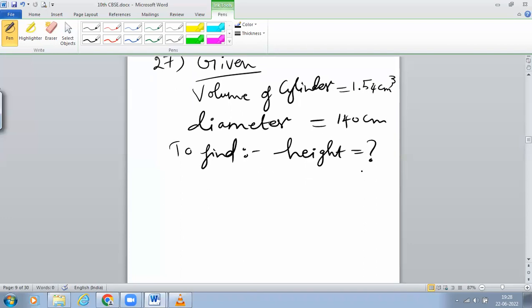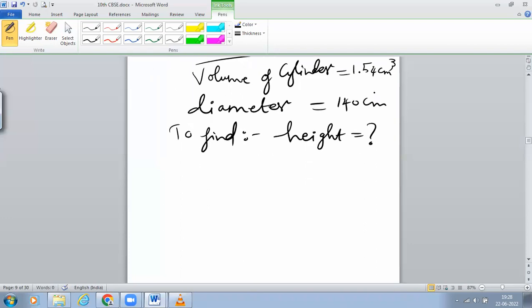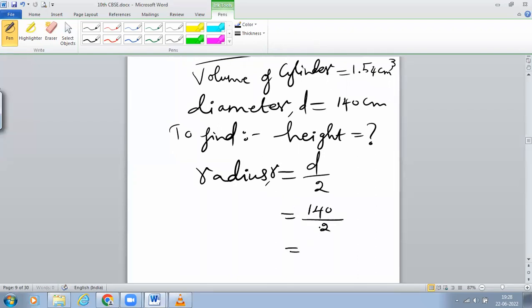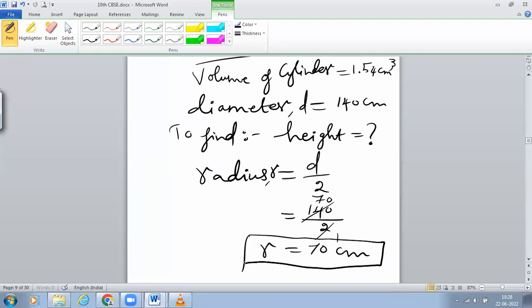Now listen. Since the diameter is given, we can find the radius. What is the formula for finding radius if diameter is given? Radius r is equal to d by 2. Diameter divided by 2, diameter is 140 centimeter. 140 divided by 2 is 70. Therefore, the value of r, that is radius, is equal to 70 centimeter.